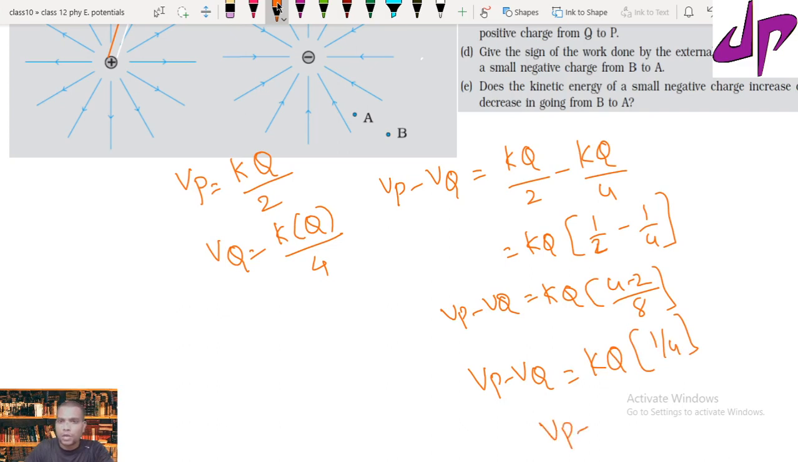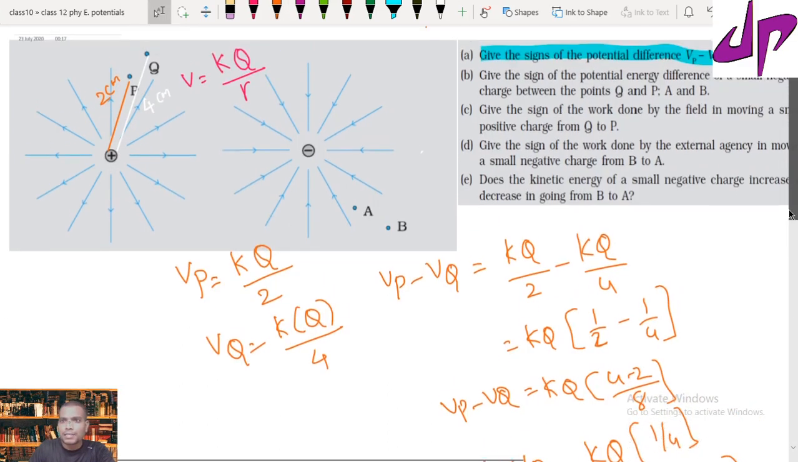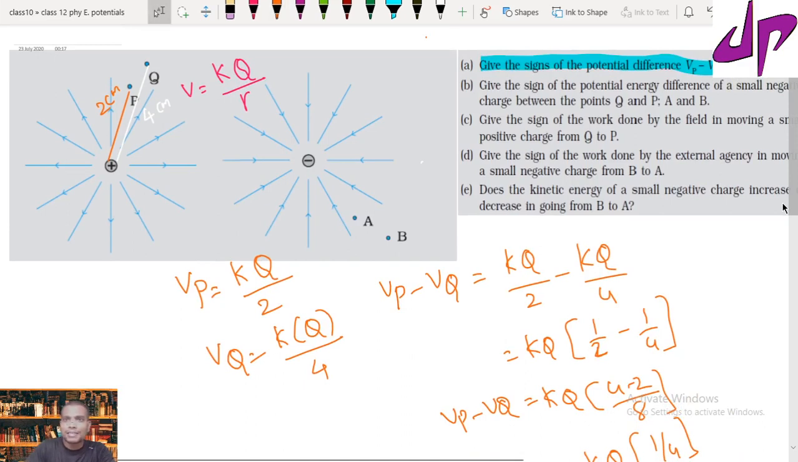Here we need not worry about the magnitude, since we are concerned about its sign. So it has a positive sign. The problem is asking what is the sign of the potential difference Vp minus Vq. So the potential difference Vp minus Vq is giving a positive sign. So Vp minus Vq is positive.